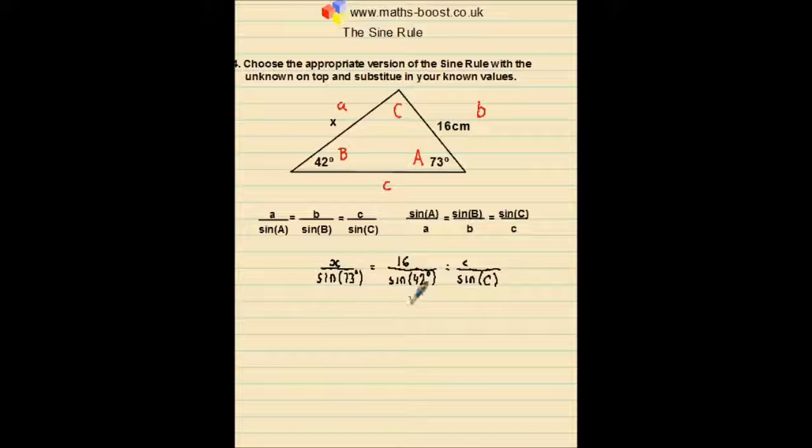We'll only ever use two of these three fractions. So always keep the fraction that contains the unknown you're being asked to find. And always pick the fraction that contains both values. You can dispense with the other one.